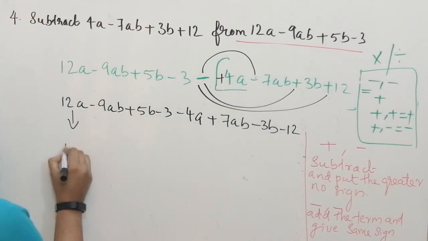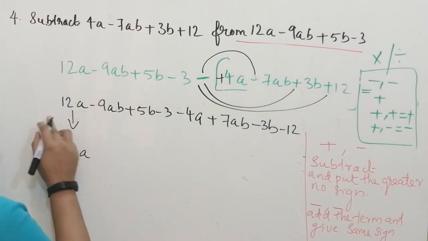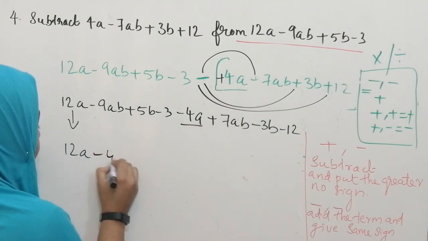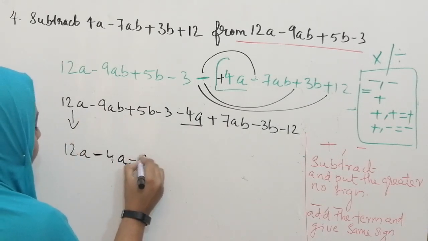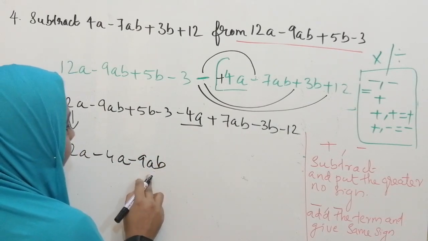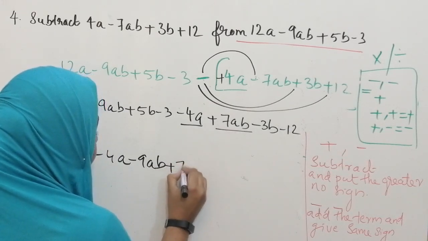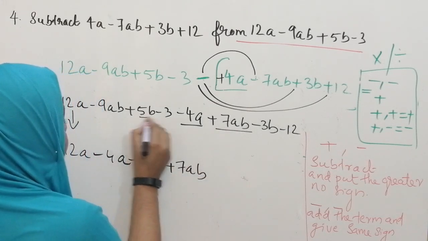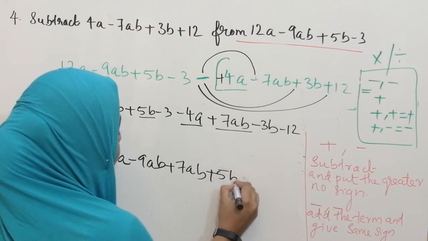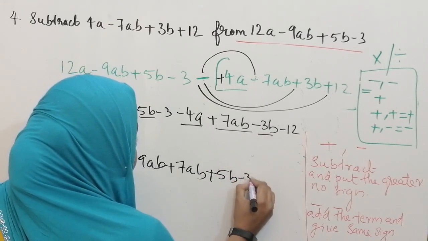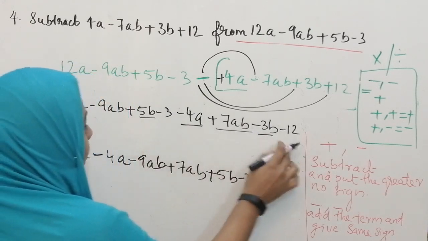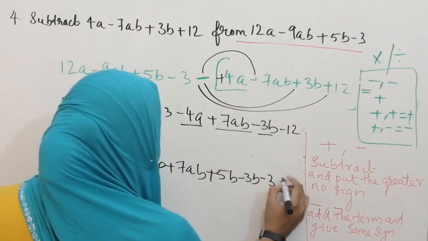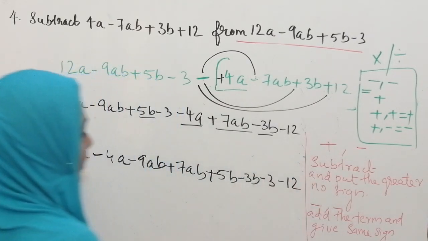So I am writing 12a. What is the like term of 12a? Minus 4a. The next term is minus 9ab. What is the like term of minus 9ab? Plus 7ab. And the next one is 5b. And what is the like term of 5b? Minus 3b. And there are two constants, so that we can write together: minus 3 and minus 12.